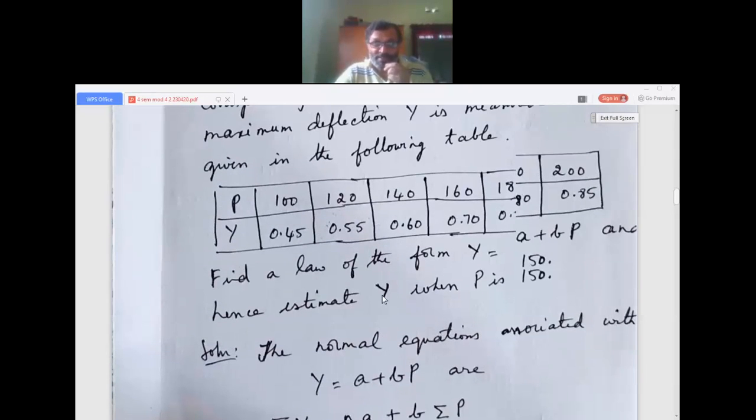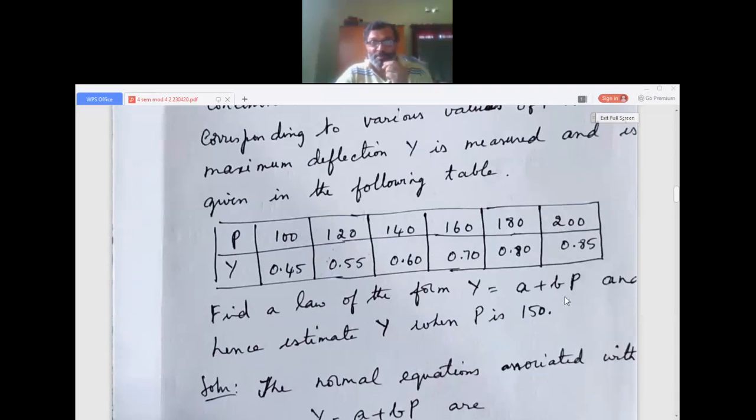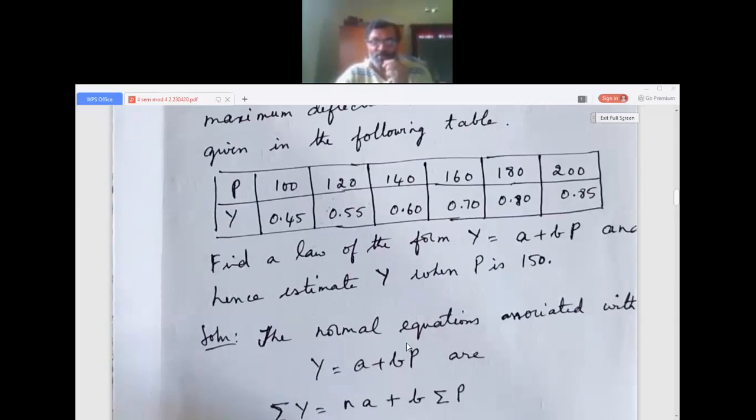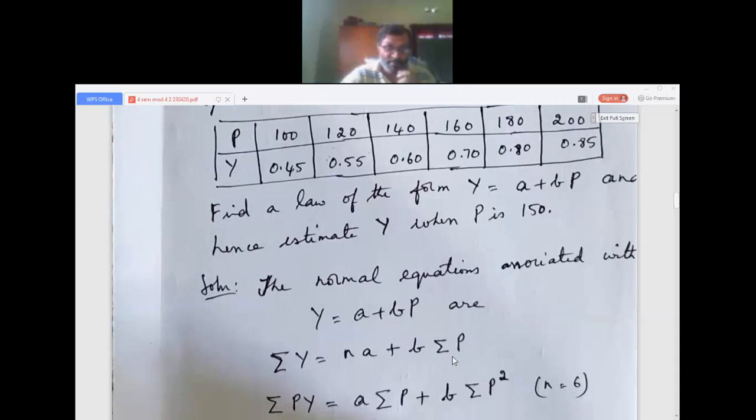So that is the question. See, Y equals A plus BP means it is type 1, that is, a straight line. And hence estimate Y when P is 150. The normal equations associated with Y equals A plus BP are just like the first type, the same type as y equals ax plus b. Here X is P and Y is Y. So how do we write it? See, sigma y, the normal equation.